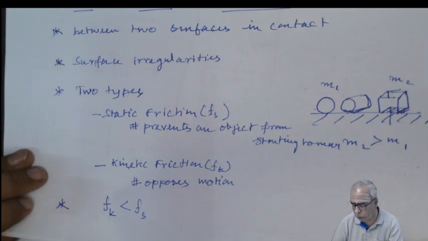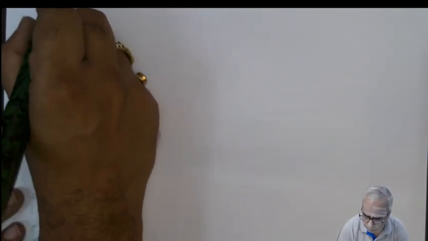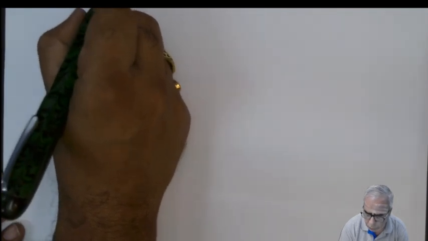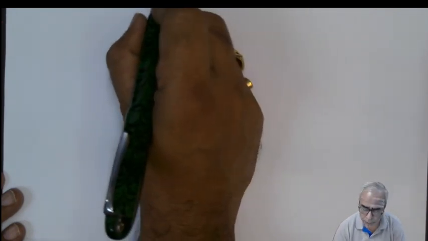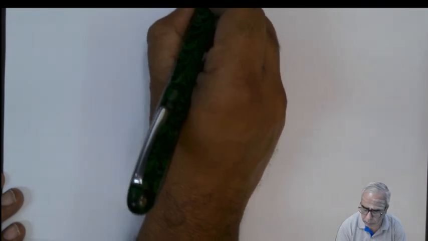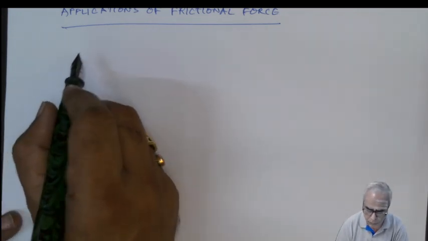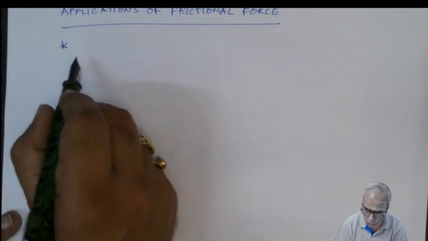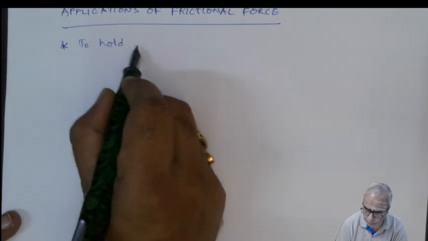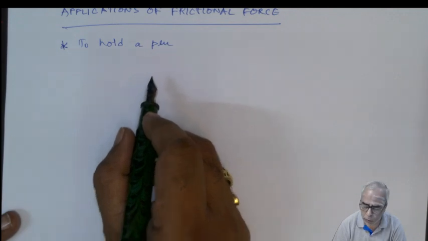Now let us discuss the applications of frictional force. Frictional force enables us to hold a pen and write on the surface of a paper. I am able to hold this pen because there is some minimum level of friction. Otherwise what will happen? It will be slipping. So it helps us to hold a pen and write on a surface of paper.